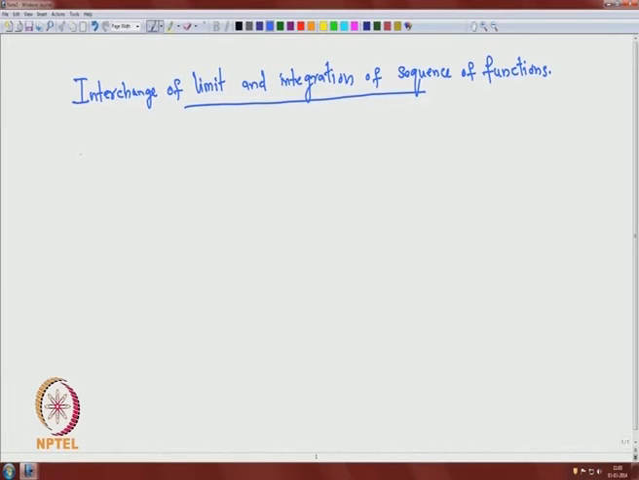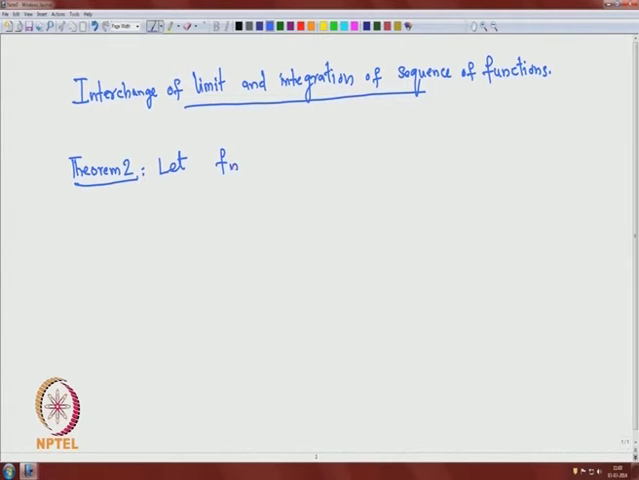So, we state a theorem without proof. Proof can be seen in any one of the standard texts on real analysis or calculus. So, theorem, call it theorem 2.